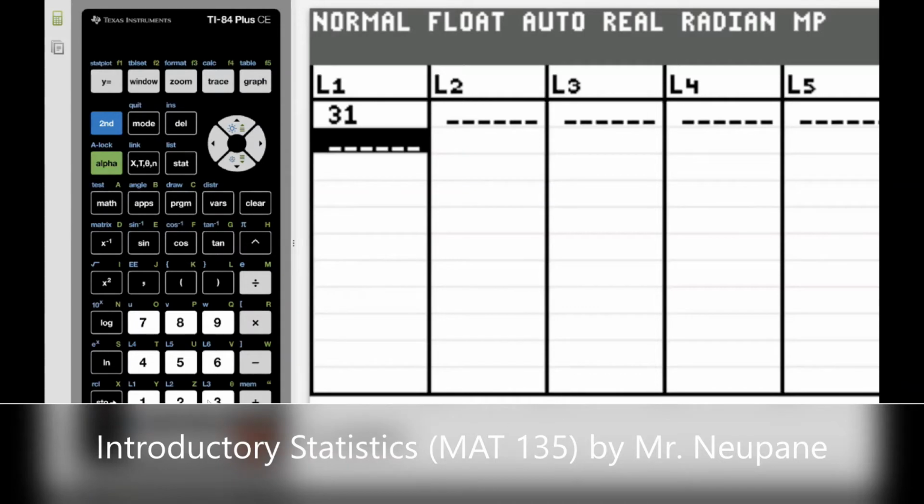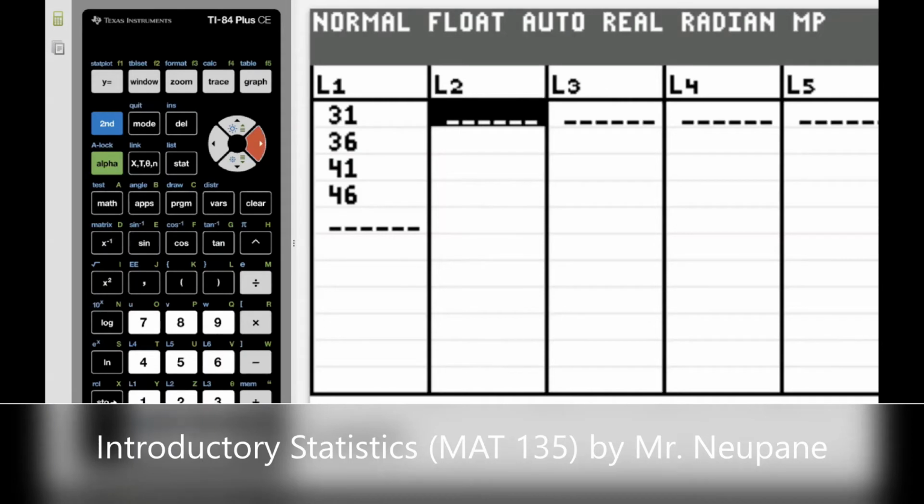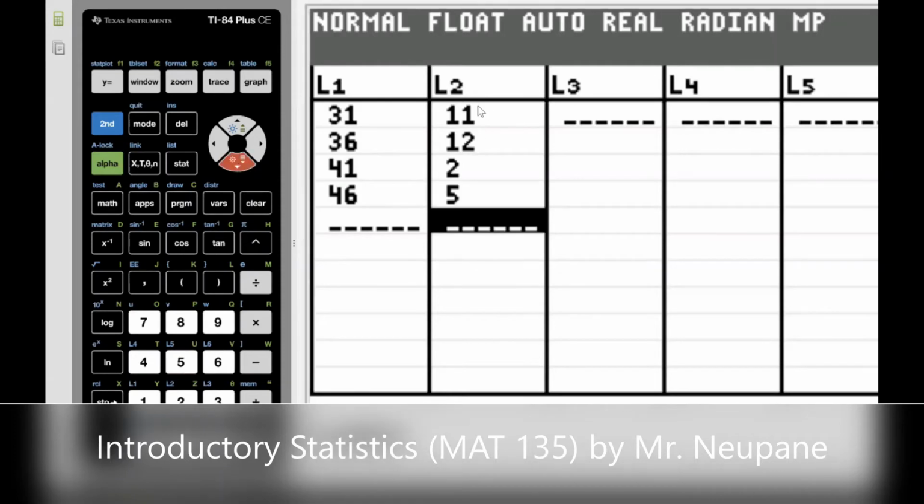31 was the first value, then 36, then 41, and then 46. Those are the values: 31, 36, 41, 46. Now go to the next column. So this is our X, and here we need F, the frequency. Enter those frequencies: 11, 12, 2, and the last one is 5. So we entered the data. Do you have any question on entering the data?